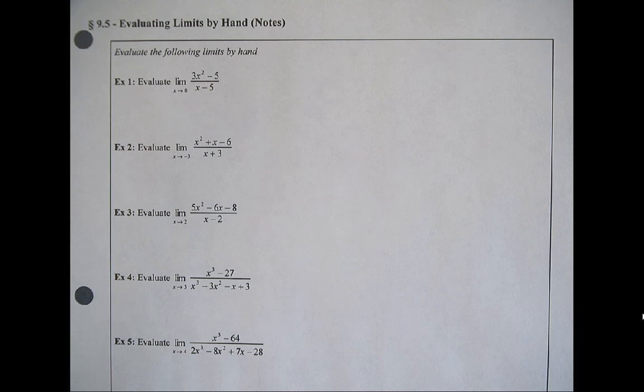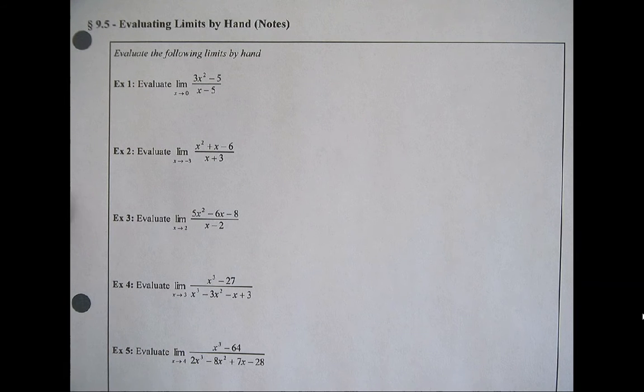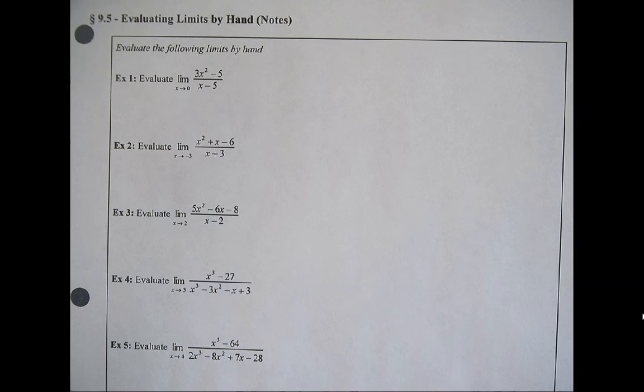Today's topic is evaluating limits by hand. So this is our third evaluating limits notes. If you remember, we started off with 9.3 where we evaluated limits graphically. So we looked at what y values the function was approaching from both sides. And then we did the same thing with the table.